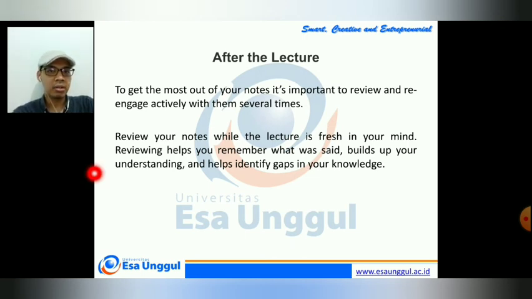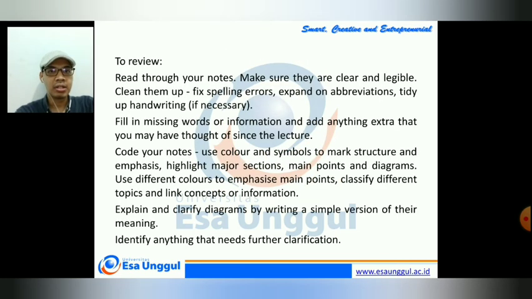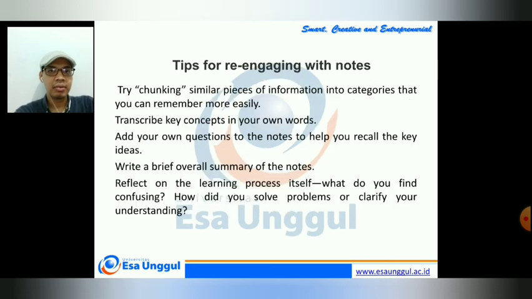After the lecture, you may take notes from these several things. To get the most from your notes, it's important to review and re-engage actively with them several times. Review your notes while the lecture is fresh in your mind. If it is something brand new for you, you've got to review it, more than twice perhaps. Because reviewing helps you remember what was said, build up your understanding, and identify gaps in your knowledge. Tips for engaging with notes: try chunking, transcribe key concepts, add your own questions to the notes, write a brief overall summary, reflect on the learning process itself.